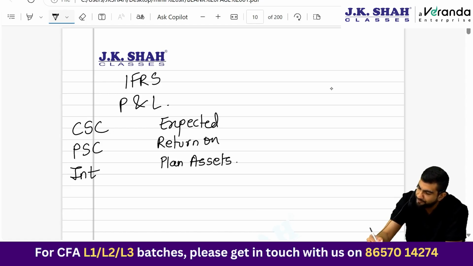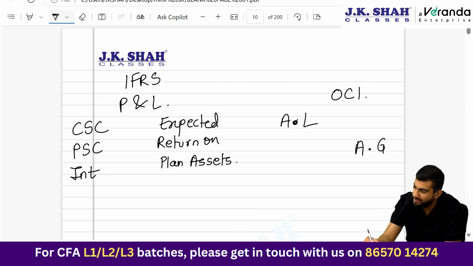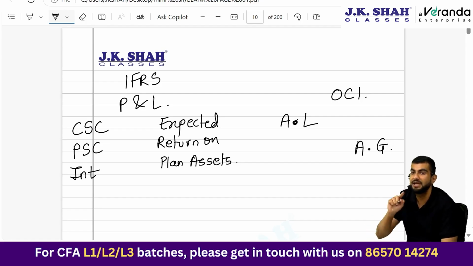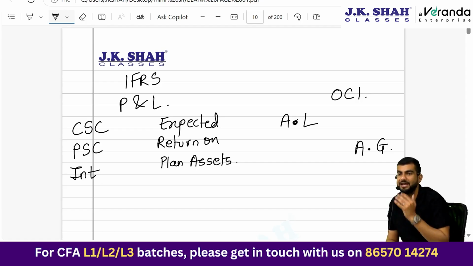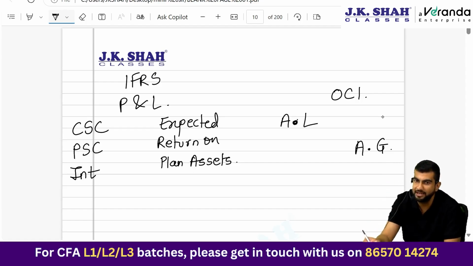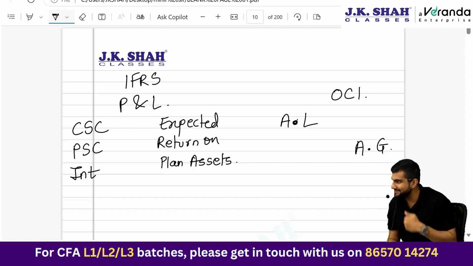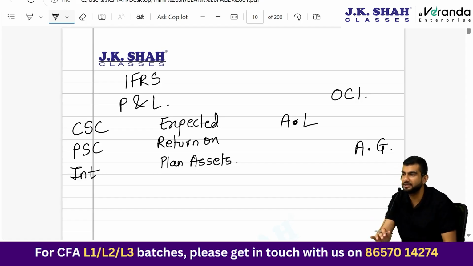Discounting rate only. When it comes to OCI, actuarial loss will go in OCI debit, actuarial gain will go in OCI credit. What other thing will go? Difference between actual and expected return. If actual return exceeds the expected return, you put it in OCI credit. If actual return is less than expected return, you put it in OCI debit. Okay, I'm not writing it, you understand.